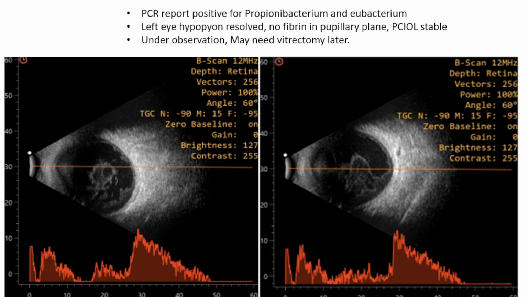There was no fibrin in the pupillary plane and the PCR was stable. So the patient is under observation and is advised to follow up after 1 week. And if the vitreous echoes are persistent, we can consider vitrectomy. That was the action plan. How many injections were given? Total 2 injections. With 2 injections, that became like this. This is the last ultrasound after 2 injections.